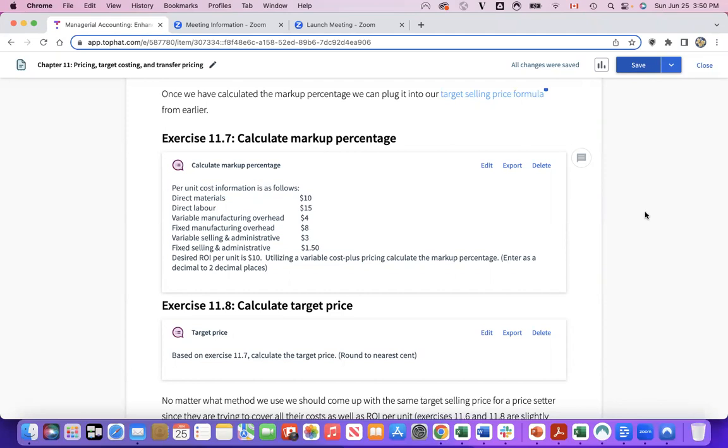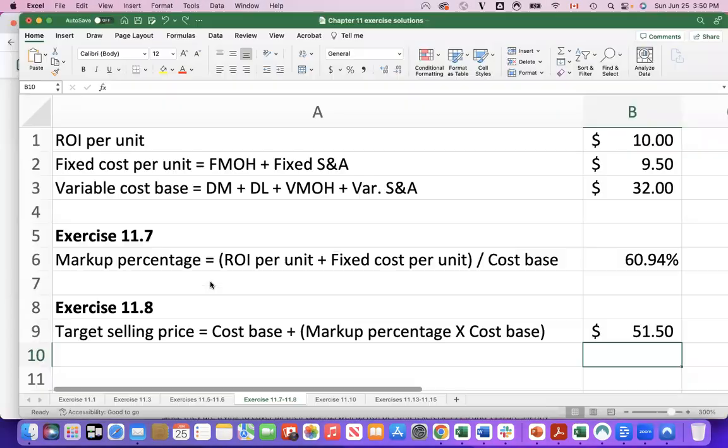Utilizing the variable cost plus pricing method, we're going to calculate the markup percentage in exercise 11.7, and then in exercise 11.8, we'll calculate the target price using that markup percentage. So again, some of the information, ROI per unit is $10. We want to figure out what is the fixed cost per unit.